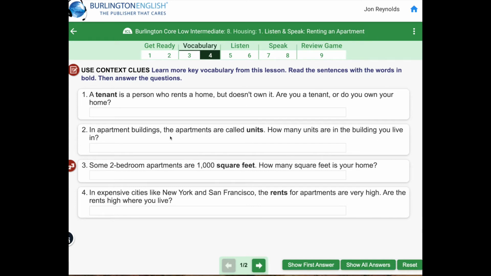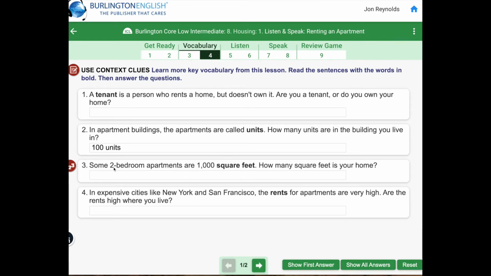Okay, let's look at number 2. In apartment buildings, the apartments are called units. How many units are in the building you live in? When I lived in an apartment, there were easily over 100 units. So for example, in my particular situation, when I was renting, there were at least 100 units in my apartment building.